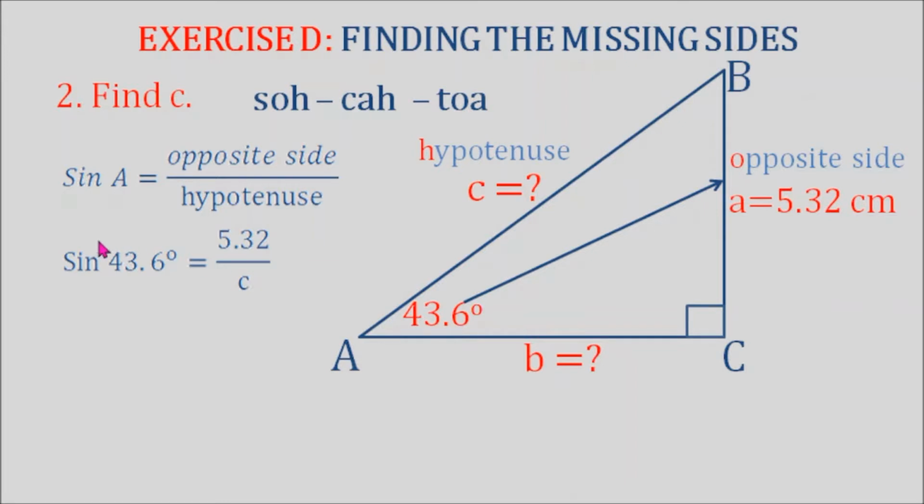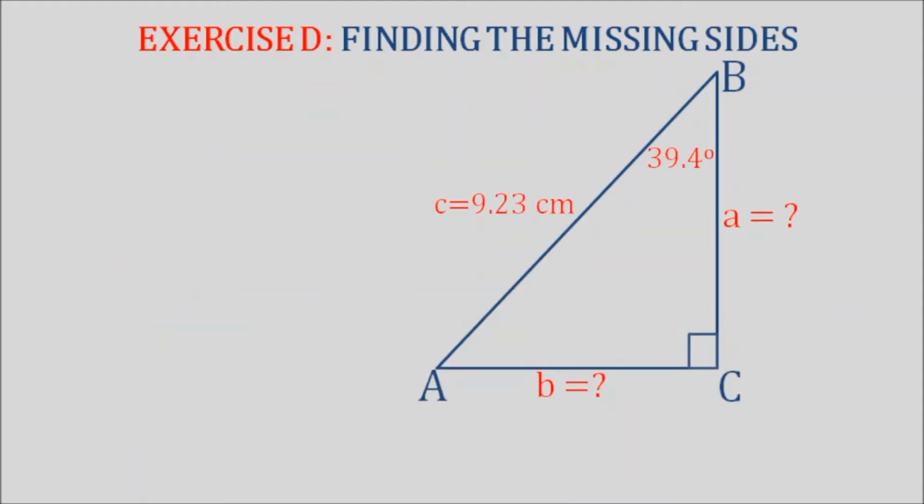Now to find C, we can switch C and sine 43.6 degrees. So that's C equals 5.32 over sine 43.6. Using our calculator, that's 5.32 divided by sine 43.6. And our answer rounded to 2 decimal places is 7.71. Now, let's have another example.